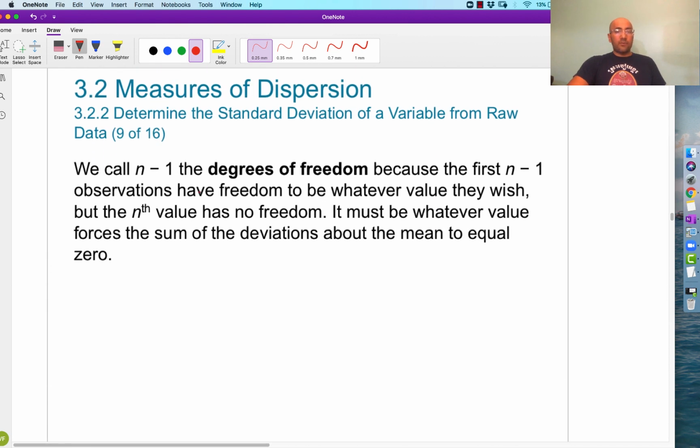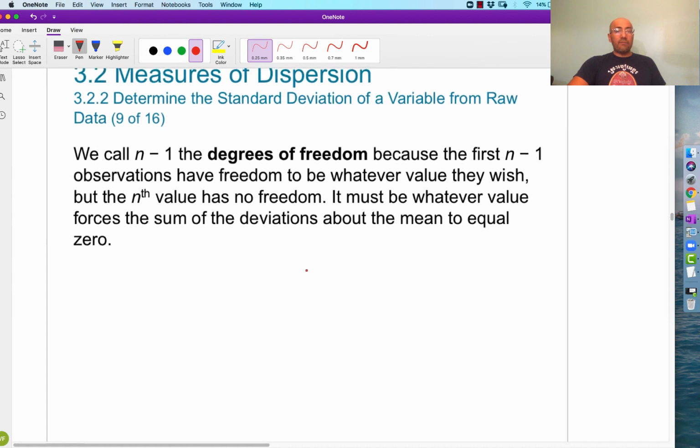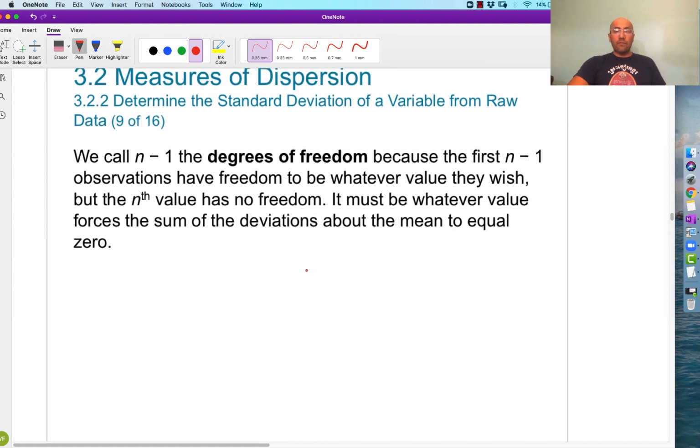So this is the explanation I said about the n-1. We call n-1 the degrees of freedom because the first n-1 observations have the freedom to be whatever value they wish, but the nth value has no freedom. This is, as I was explaining with the letters A, B, C, D. When you're thinking about how to organize them, the first three of them have some level of freedom. There's choice there, there's variability there. But once you make that third spot, the last one is kind of determined. It's whichever letter is left, right?